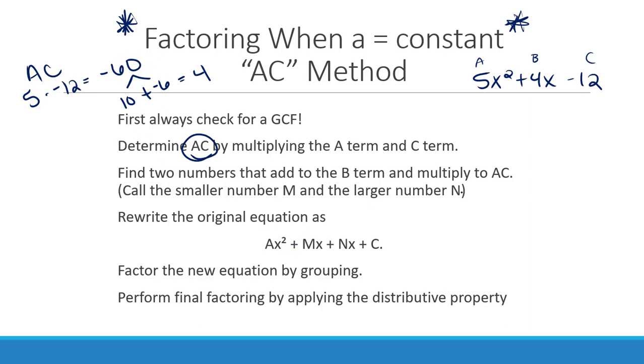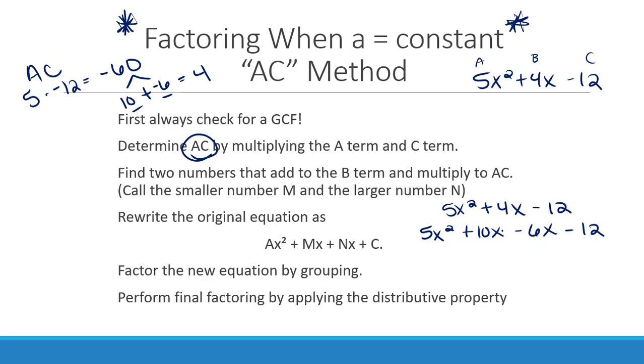Now we have to rewrite our equation. So remember, the original equation was 5x squared plus 4x minus 12. What we do is basically take these two numbers here, and instead of 4, we plug in these two numbers for 4. The first term and the last term stay the same, but I'm going to rewrite 4 as plus 10x and then minus 6x. This is the same thing as this.